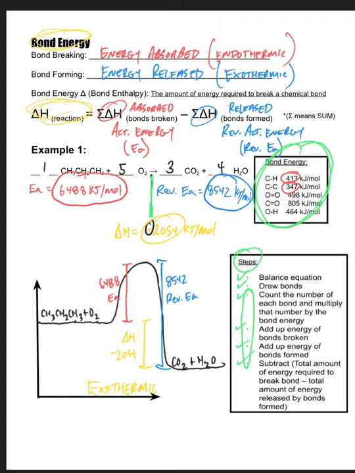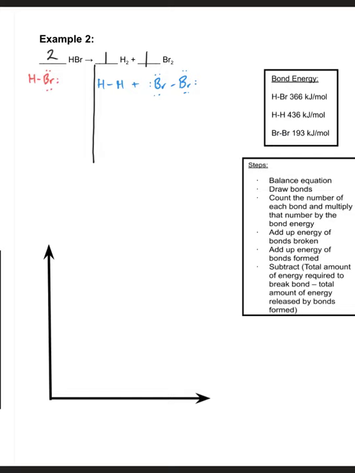Okay, so that's example one. Let's go ahead and do one more, and then you can go ahead and try your Schoology assignment. Okay, so example two, we have a different reaction. We have HBr, and that is going to produce hydrogen and bromine in a decomposition reaction. And as you can see, the first two steps of this are already done for you. Again, the equation is balanced, and I've drawn those Lewis structures.